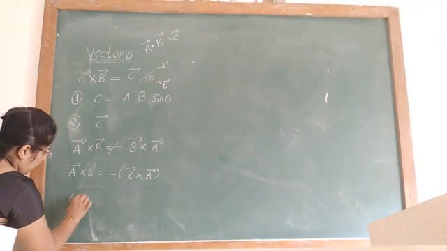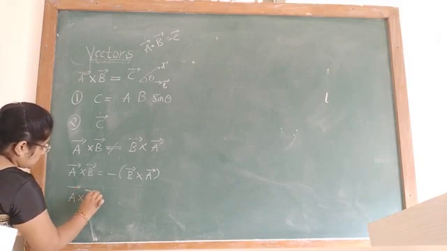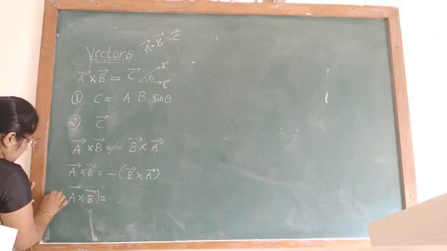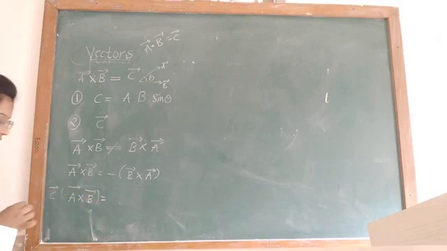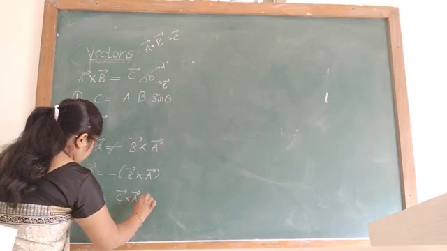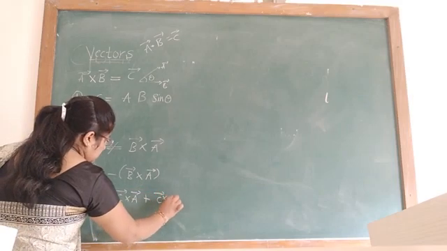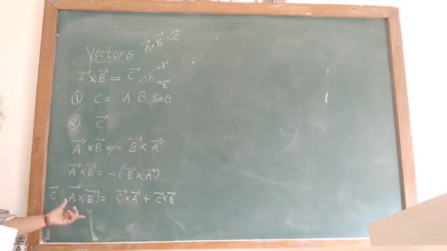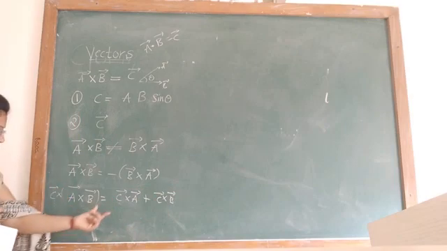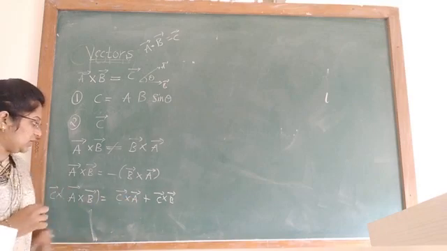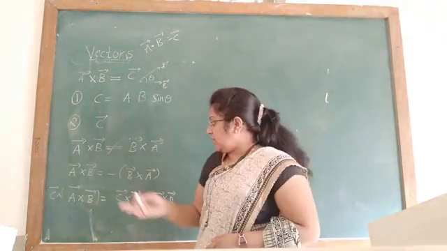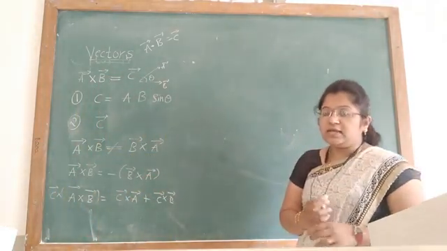The distributive law means C cross (A plus B) is equal to C cross A plus C cross B. Okay, this is the distributive law. So the distributive law and the negative commutative law hold good for the vector product.